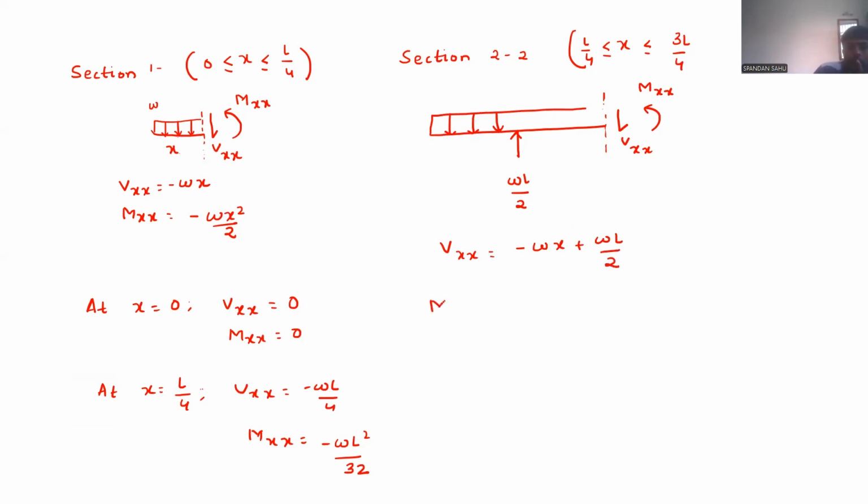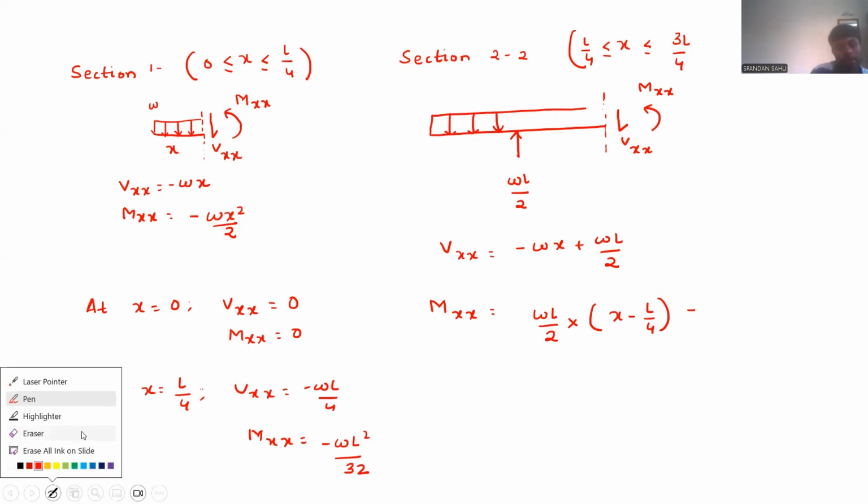Okay. So now write for MXX, the bending moment equation at this section. How much will you be getting? It will be WL by 2 into what will be the lever arm? It will be X minus L by 4. Then minus of WX into X by 2. Correct.